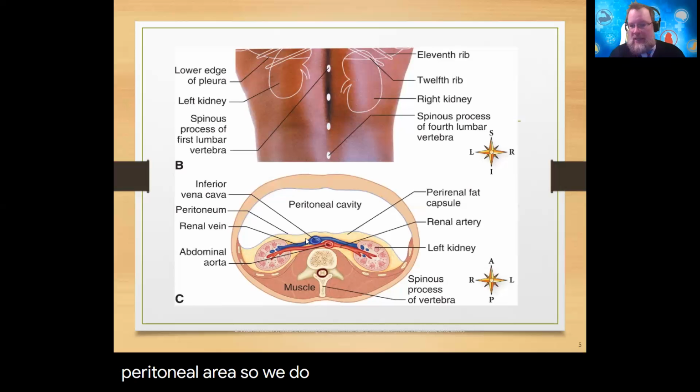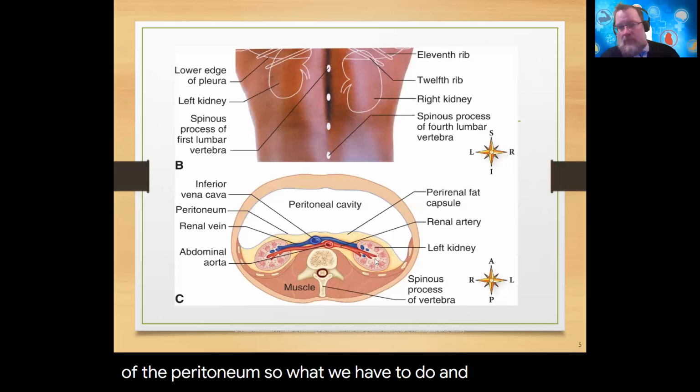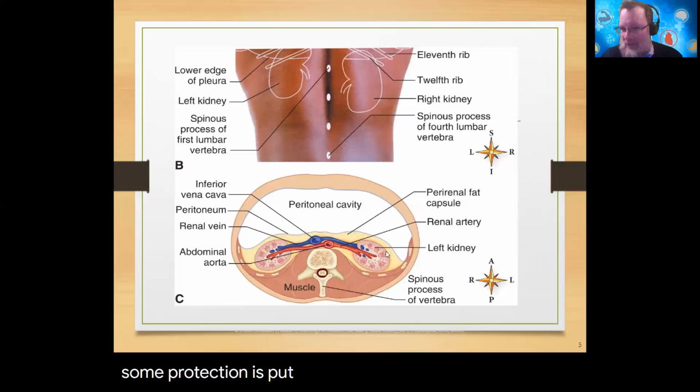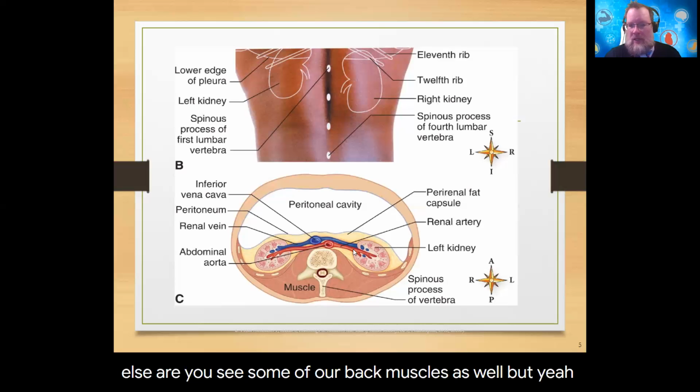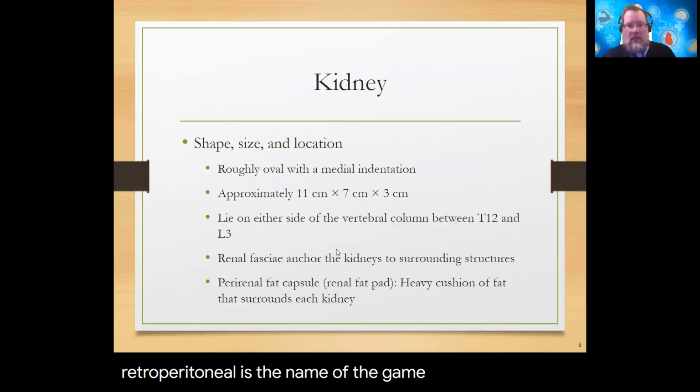So we do say that the kidneys are retroperitoneal. Okay, what that means is they're a little less protected by those layers of the peritoneum. So to give them some protection, they're put in a fatty capsule. Your kidneys are going to be protected and insulated and contained in a fatty capsule. So kind of nice. Let's see what else. Oh, you see some of our back muscles as well. But yeah, retroperitoneal is the name of the game for kidney location. And again, we see a fat capsule surrounding each of the kidneys.